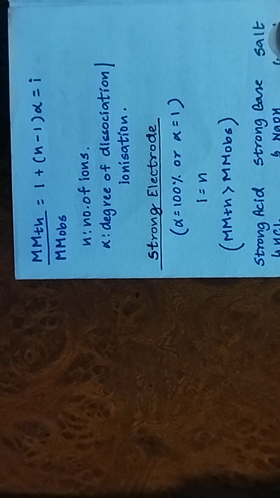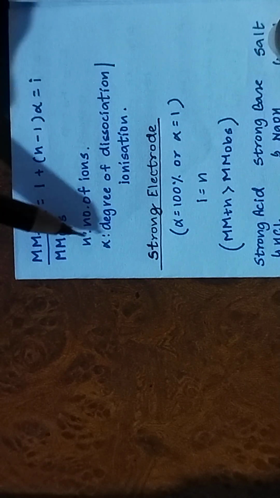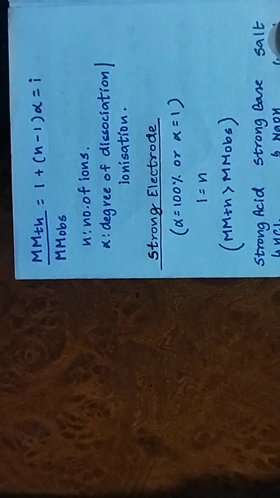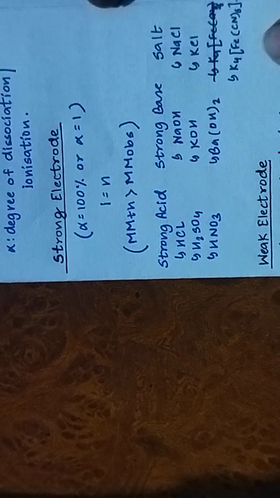Okay, so now let's talk about molar mass theoretical by molar mass observed. That is 1 plus (n minus 1) alpha is equal to i. i is basically the van 't Hoff factor. Now n is the number of ions and alpha is basically the degree of dissociation or ionization. When we're talking about strong electrolytes, we have alpha 100%, that is alpha is 1, and i is equal to n. The theoretical is more than the molar mass observed.